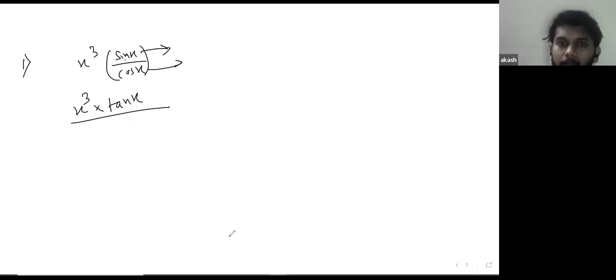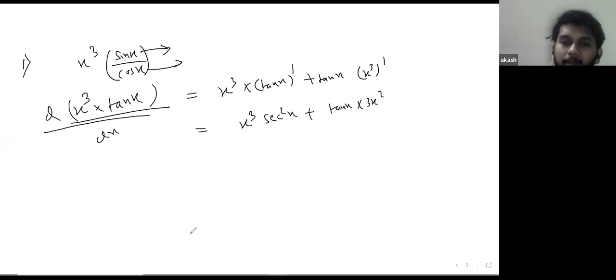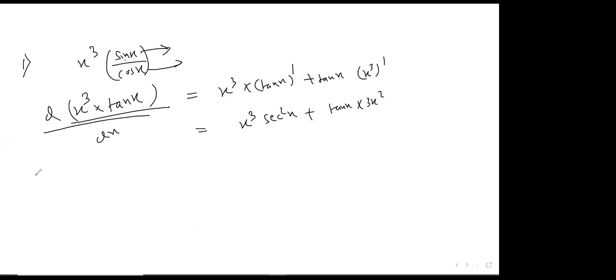Right, Emma. So how can you write this? If you have to differentiate, this is x cube into tan x dash plus tan x into x cube dash. So this is x cube into sec square x plus tan x into 3x square. Right, absolutely right answer. All right, next question.